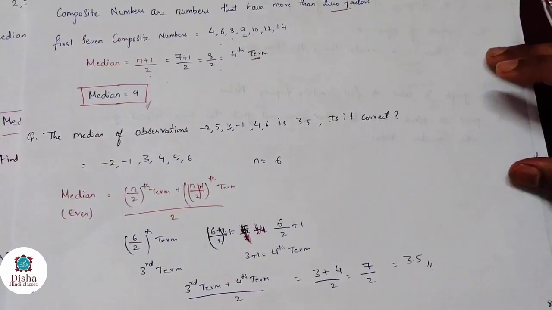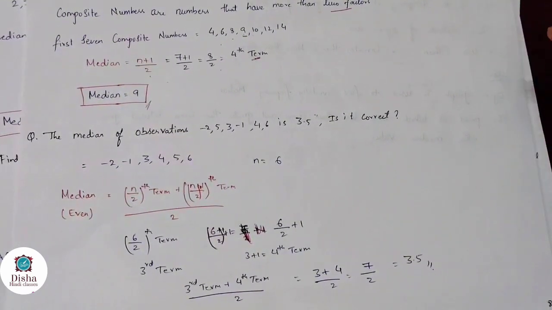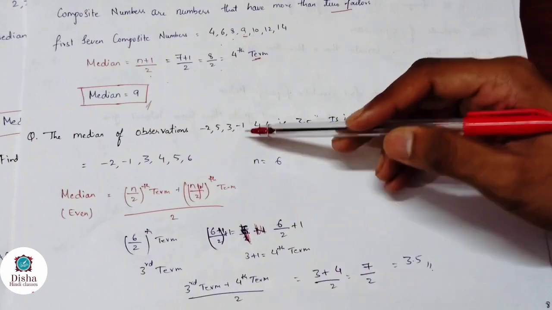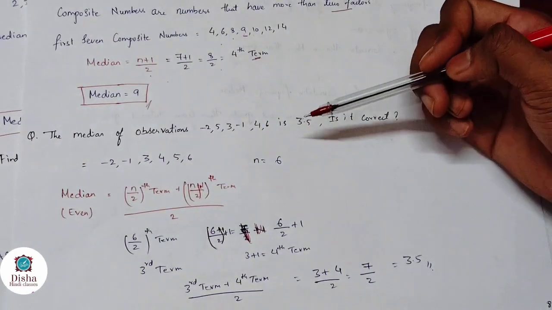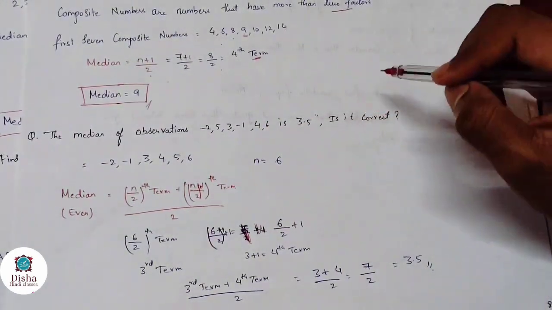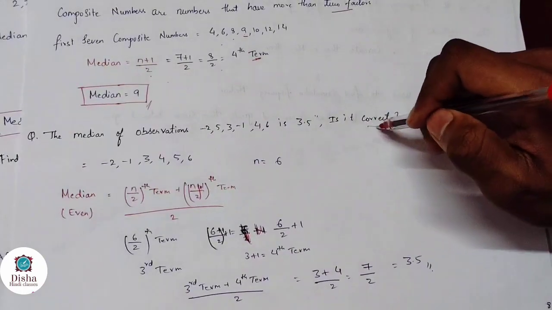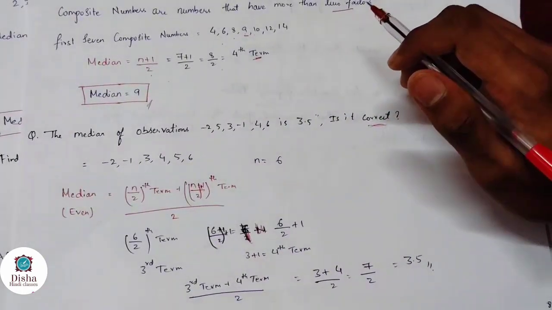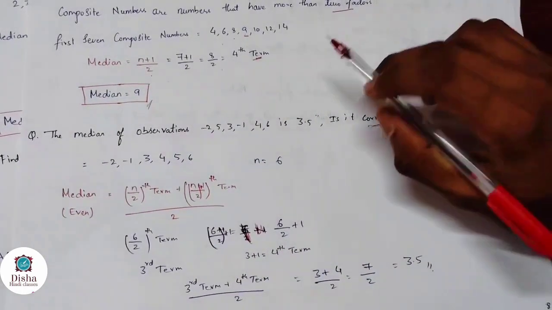So in the next question, we have to find the median of the observations -2, 5, 3, -1, 4, 6, which is given as 3.5. The median is given already. We have to find whether it is correct or not. We have to justify it.